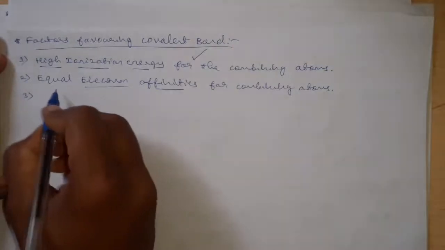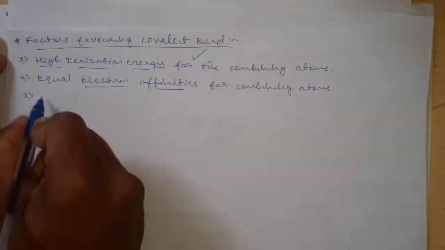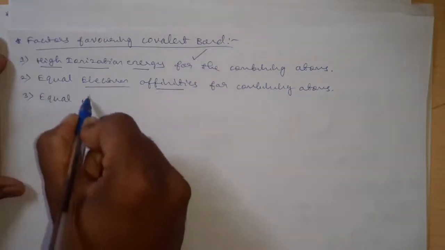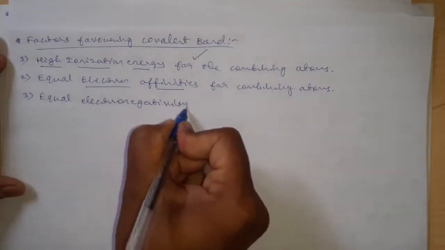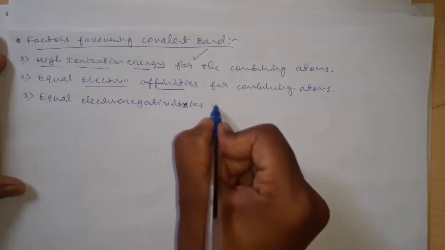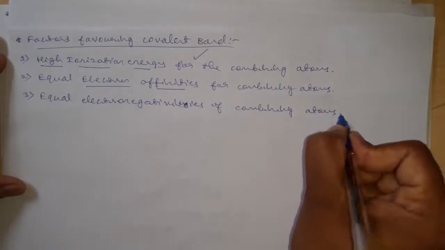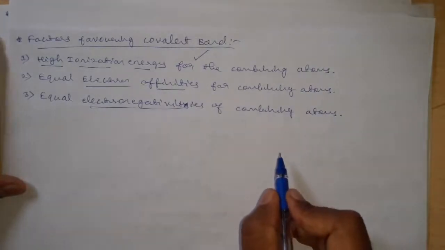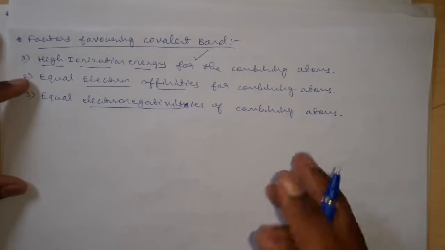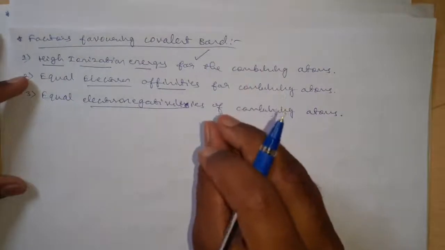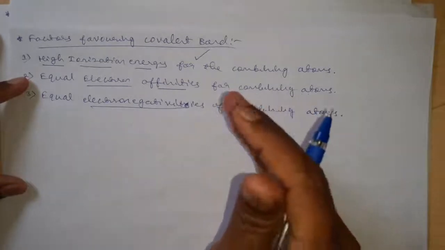Then the third factor which is favoring or supporting the formation of covalent bond is equal electronegativities of the combining atoms. Then what do you mean by electronegativity? Electronegativity is the ability of an atom to attract a shared pair of electrons towards itself.